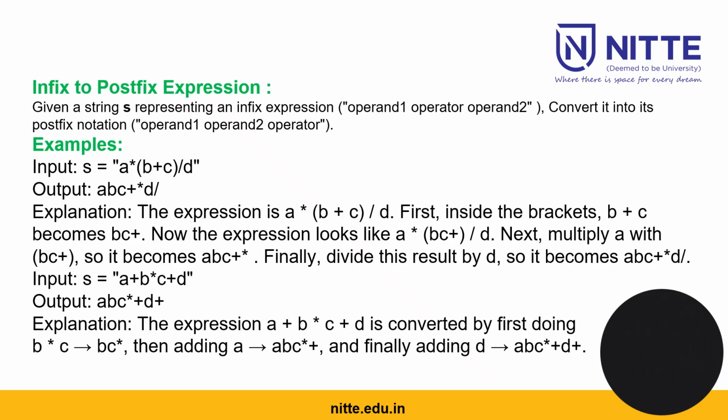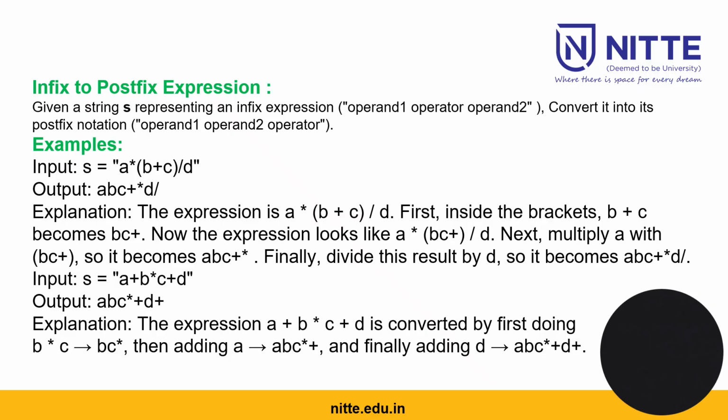Next we will see another example, that is S equals A plus B star C plus D. Here, if you see, between plus, star, and again plus, the higher precedence will be given to star. So that is why I will bring that star to the right side. Then it will become A, B, C star.